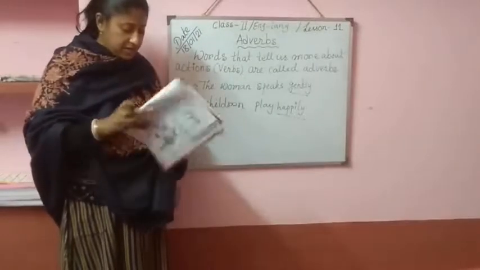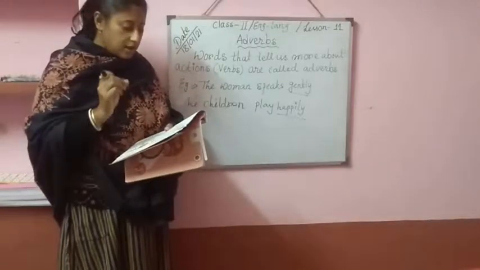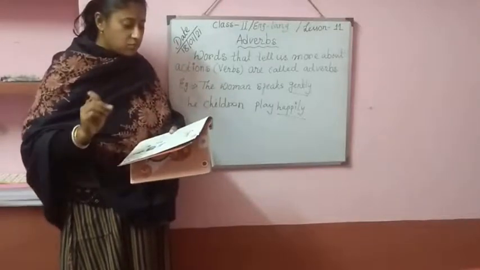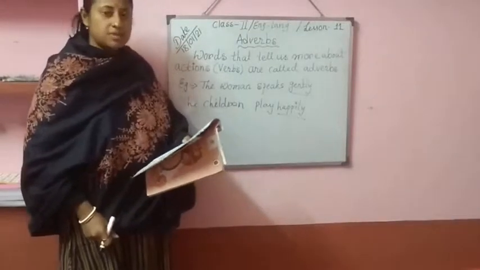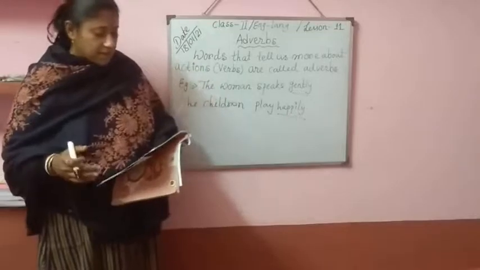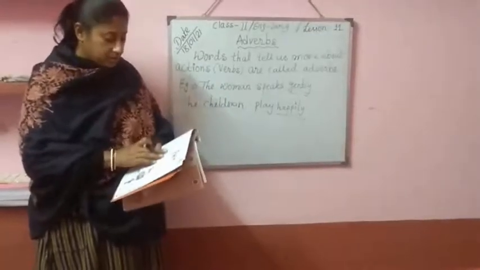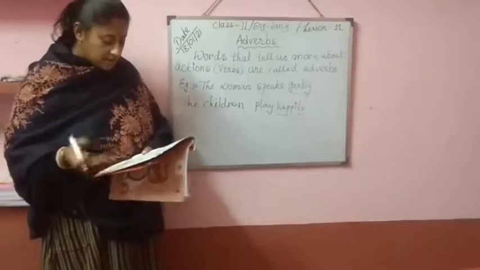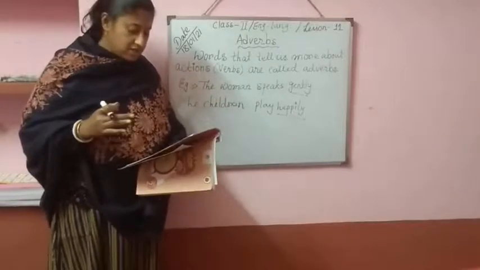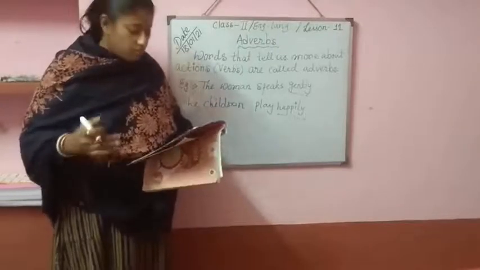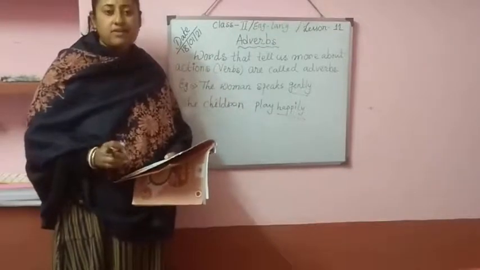Everybody read page number 88 and 89. Everybody learn the answer. Words that tell us more about actions, means verbs, are called adverbs. Example, the woman speaks gently. The children play happily. The dogs bark loudly. The boy ran quickly. Quickly, loudly, gently, happily, this one more about action. That's why this one adverbs.